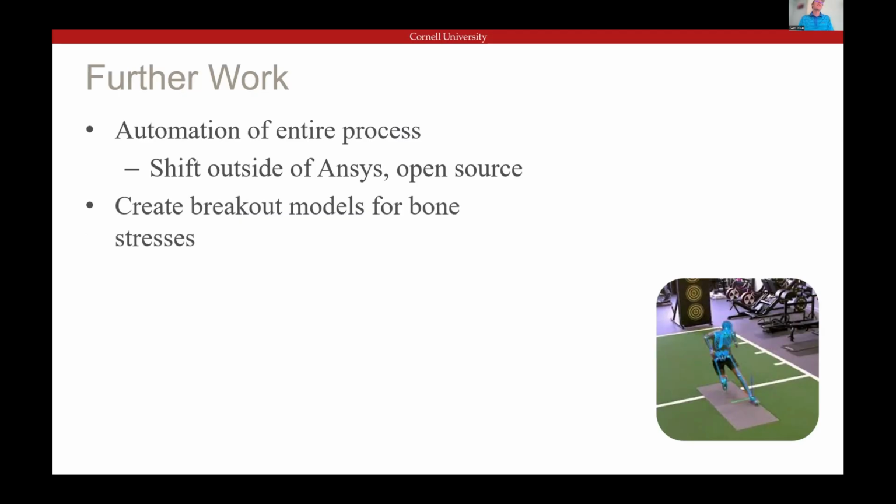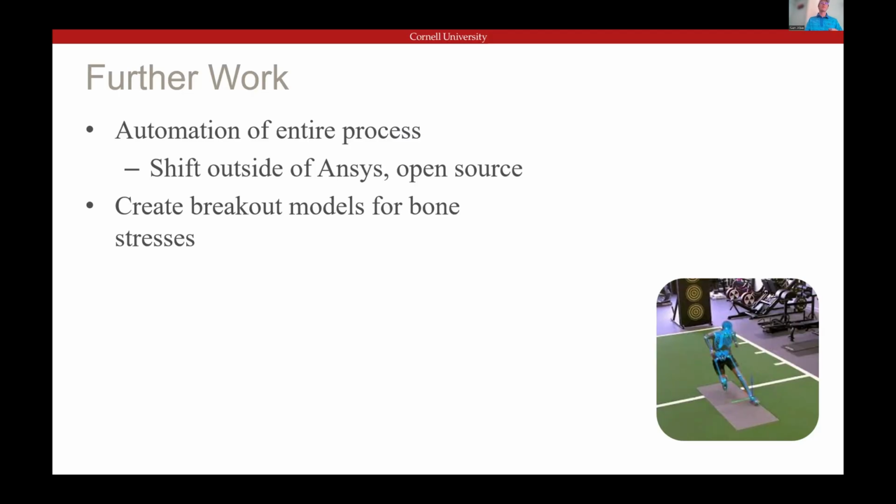To assess bone stresses, I would need to create a breakout model. This is something I adopted from working in the aerospace industry as a stress analyst. We would build what we called a global model, a very coarse model of the entire helicopter, and then perform detailed analysis of specific parts, taking the loads predicted from the coarse model and inputting them into the detailed model to see how stress would run through the system.